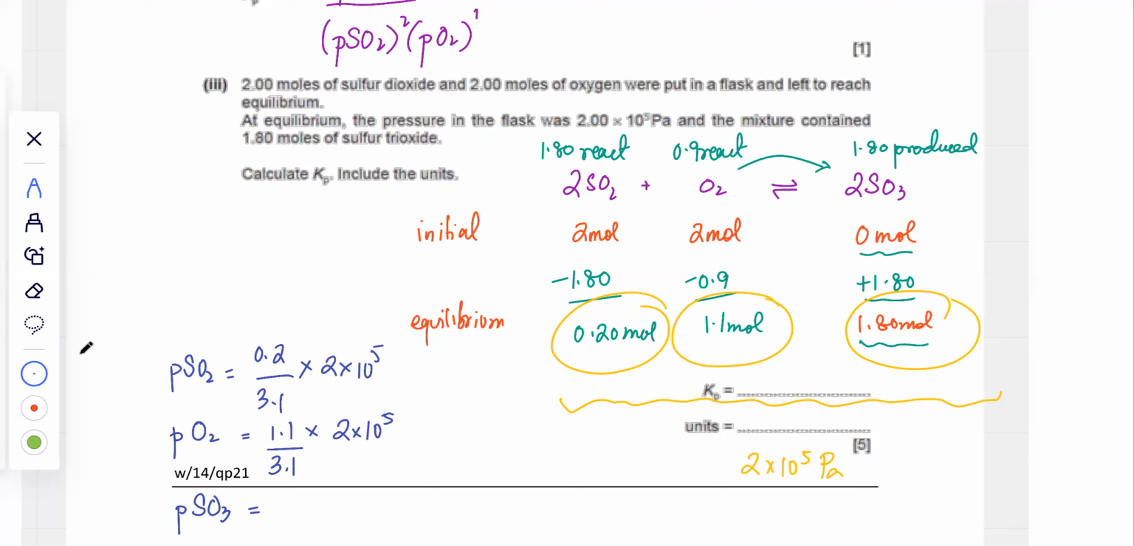So the pressure because of SO3, SO3 has 1.8 moles. So out of the 3.1 moles, 1.8 are SO3, and you multiply it by 2 times 10 power 5. Can anyone tell me what the values are for each one of them?